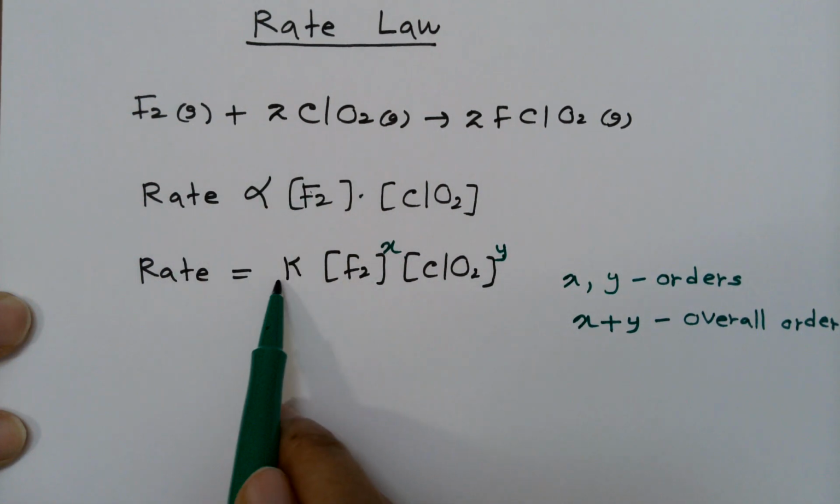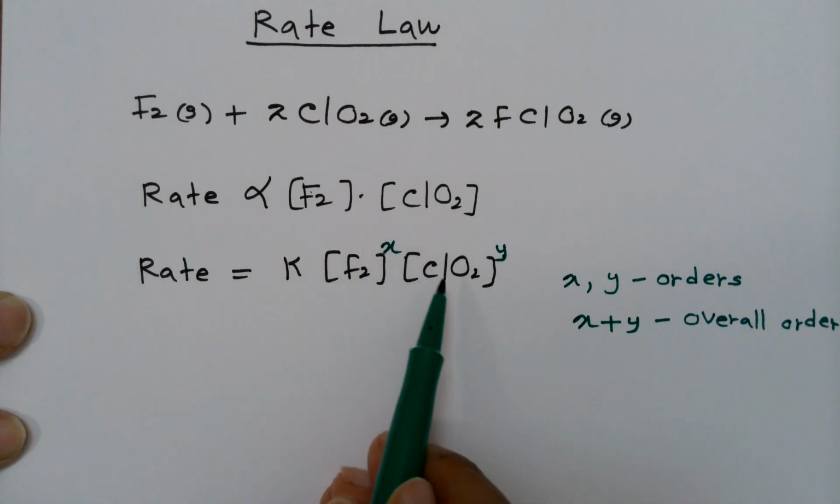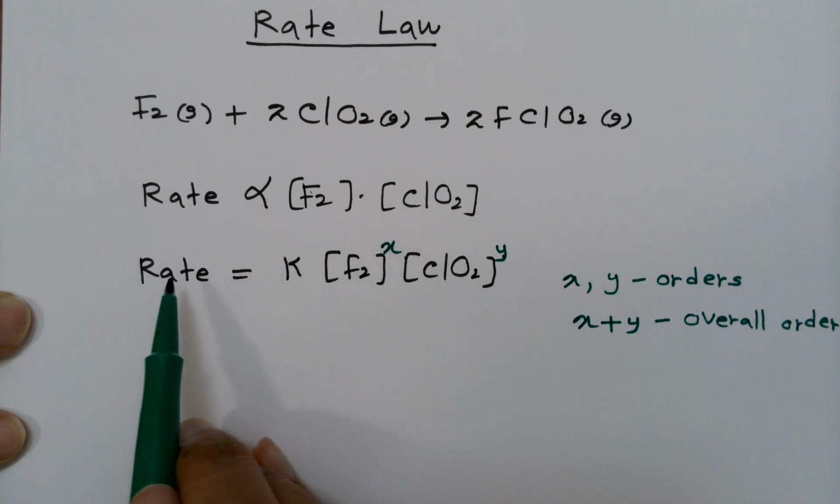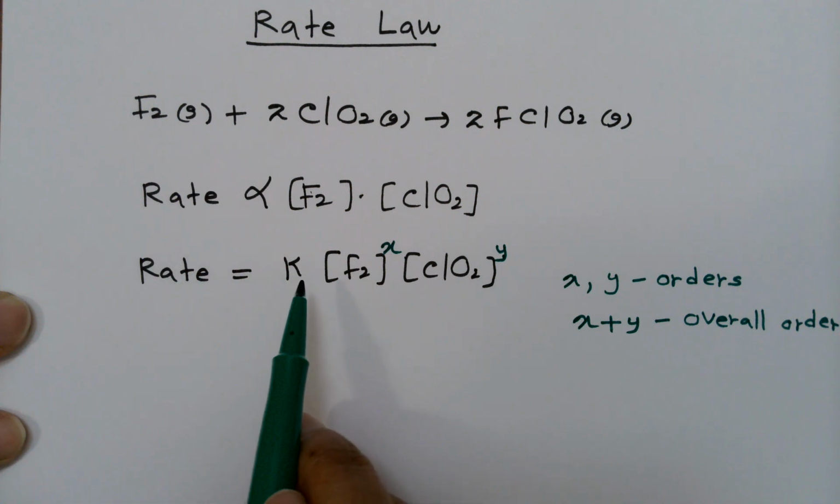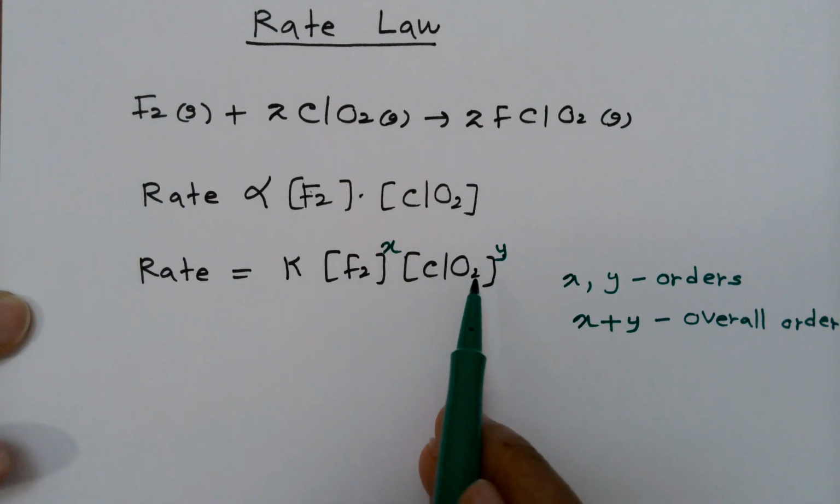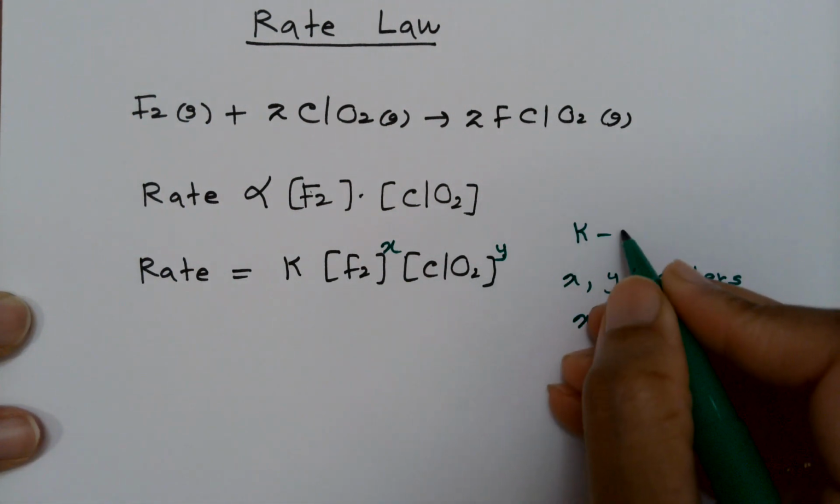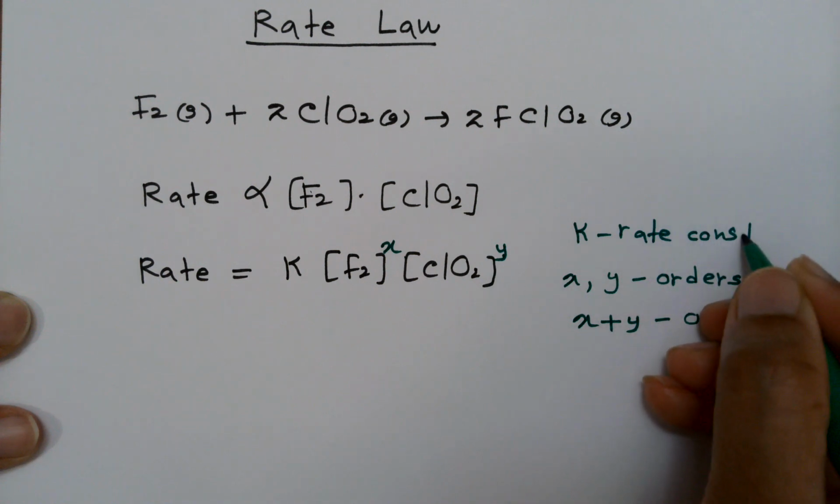Now this is the rate law for this chemical reaction. The rate law relates the rate with the rate constant and the concentrations of the reactants. Rate law is an expression that relates the rate of the chemical reaction with the rate constant times the concentration of the reactants. So K here is the rate constant.